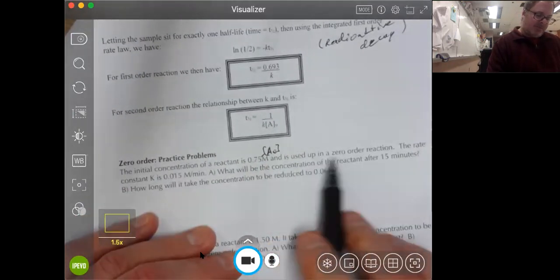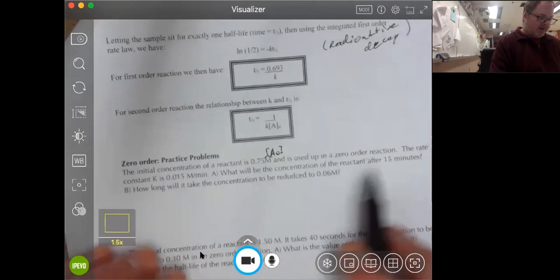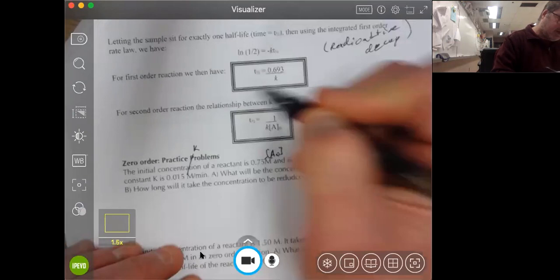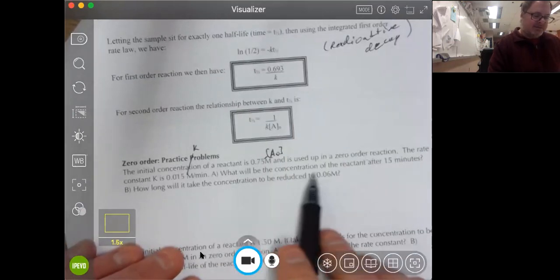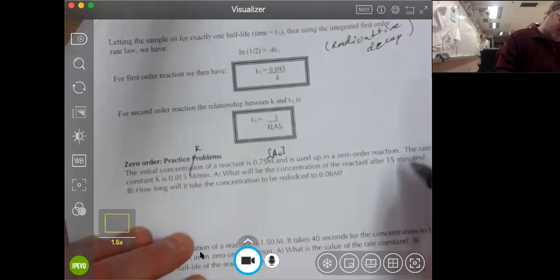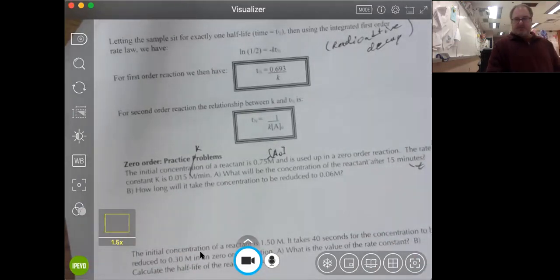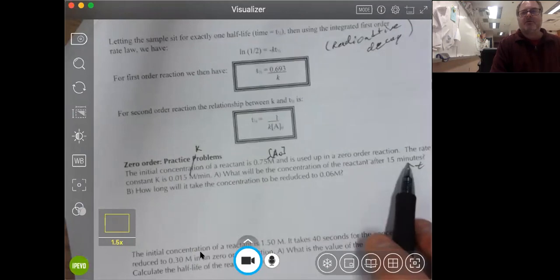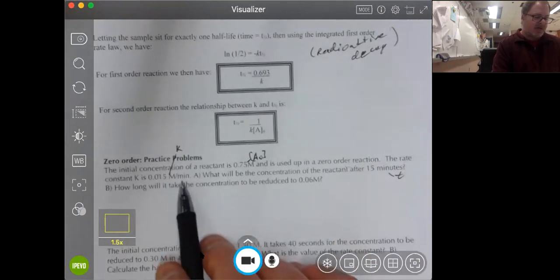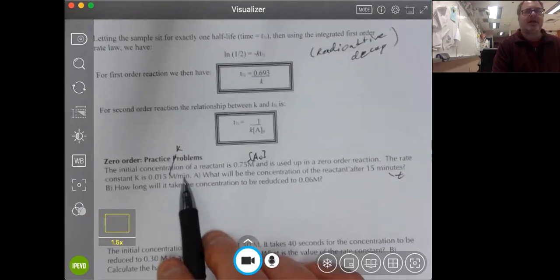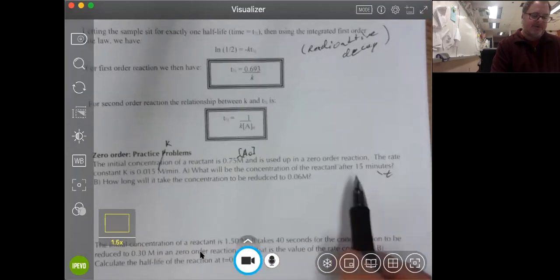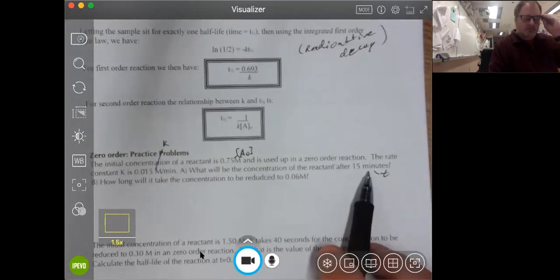And it is used up in a zero order reaction. The rate constant K is 0.015. So there's our K. What will be the concentration of the reactant after 15 minutes? So there's our T. One thing that you want to make sure happens is that your time unit in minutes is equal to your K unit. Otherwise, if this were molarity per second, we would have to change this to seconds as well.